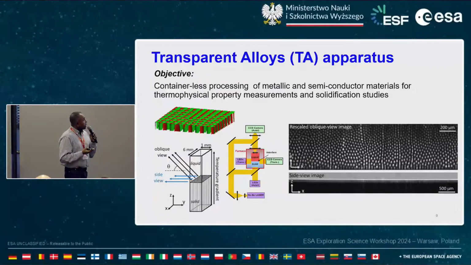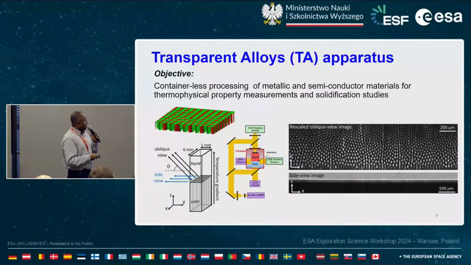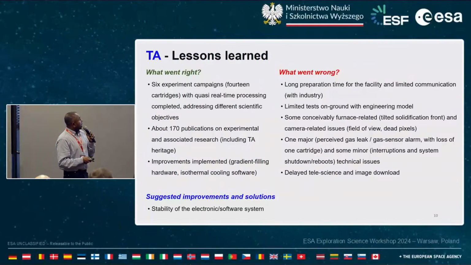Then I go to the transparent alloys apparatus. Again, it is basically a Bridgman-type furnace setup, but designed for low-temperature transparent alloys, with cameras in multiple directions, a side view and an oblique view. This setup was also tested across multiple platforms. Things went right: multiple experiments were completed and there were a lot of publications.